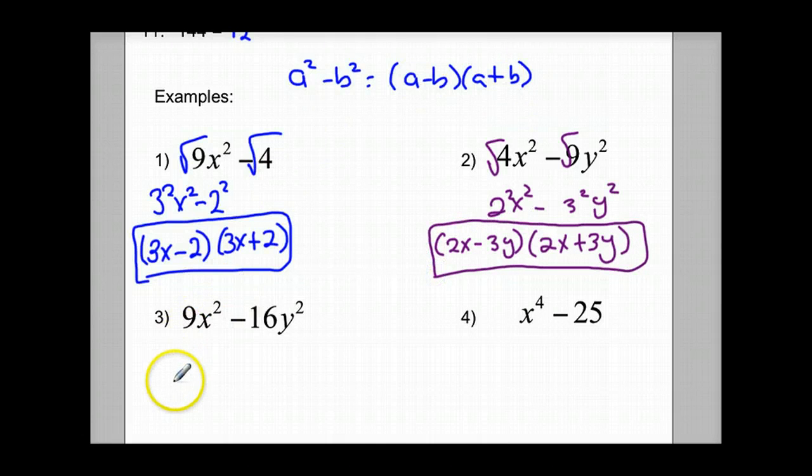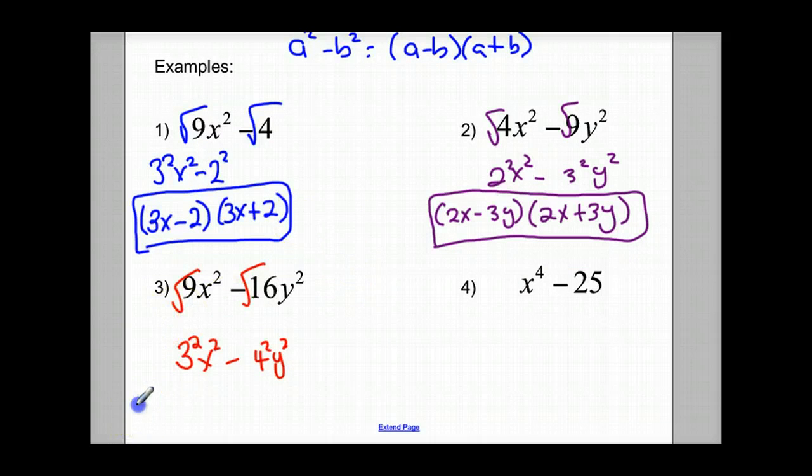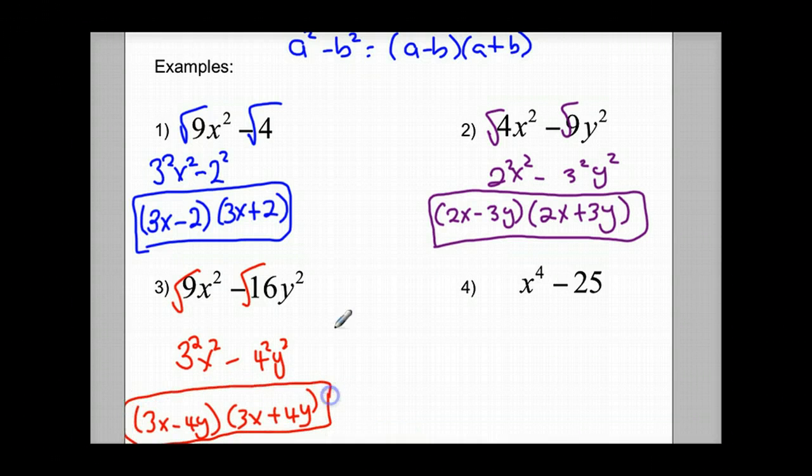Let's see how this works. I know this is 3 squared x squared minus 4 squared y squared if I take the square root of these again, okay? So bring this down: my a term is 3x minus 4y and 3x plus 4y. And that's my final answer.